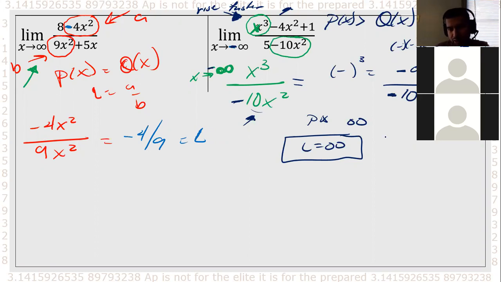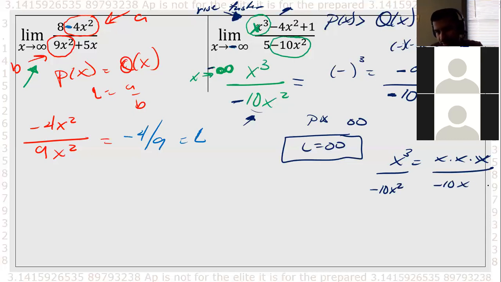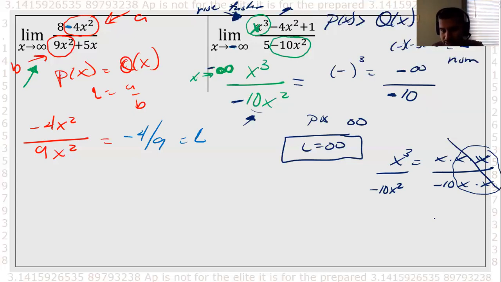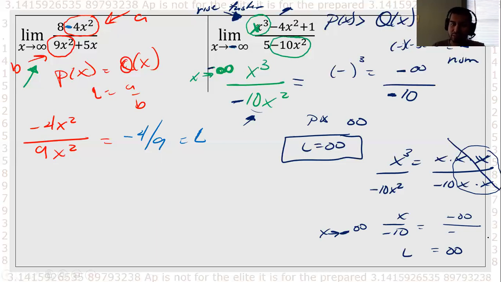Or what my students like to do, they said x cubed, that's x times x times x, divided by my negative 10x squared, which is negative 10 times x times x, and they just got rid of these right here. So they did this, and it was just x over negative 10 as x goes to negative infinity. So they went negative infinity on the numerator over a negative number, which still gave them the positive infinity. That's what they like to do, which gave them the same answer. So I was okay with it.